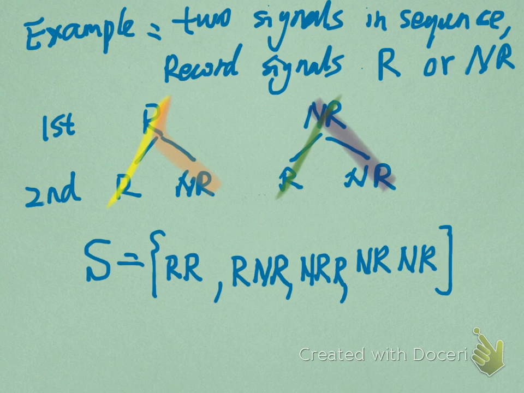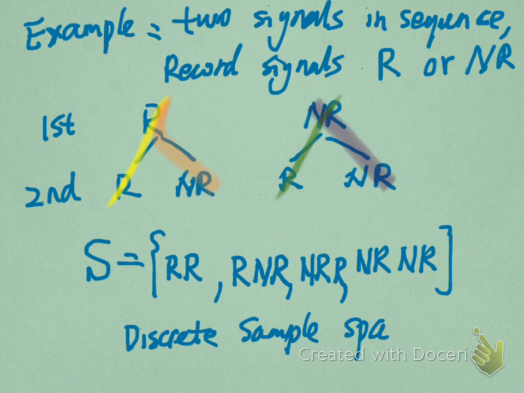This means this is a discrete sample space. So this is an example of what a sample space is and what it means. I will give one more video with more examples of sample spaces.